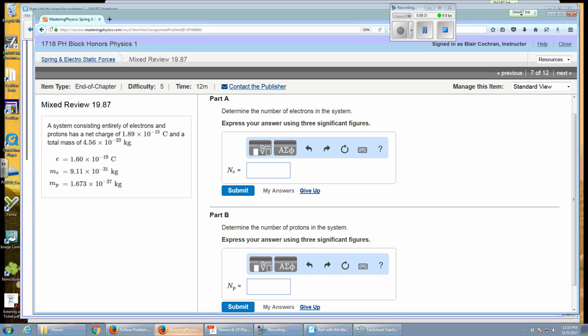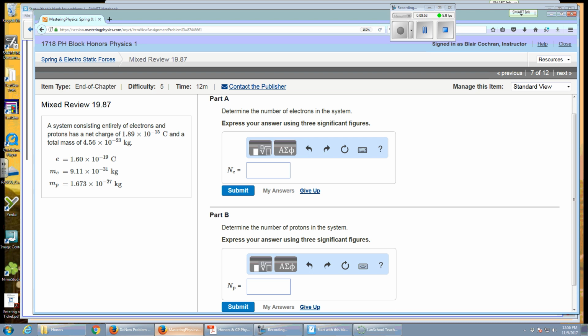No, remember that's how big it is. It'd be negative, like mine. If mine said negative 1.89, so we have more protons than we have electrons, and we know the total mass. Okay.